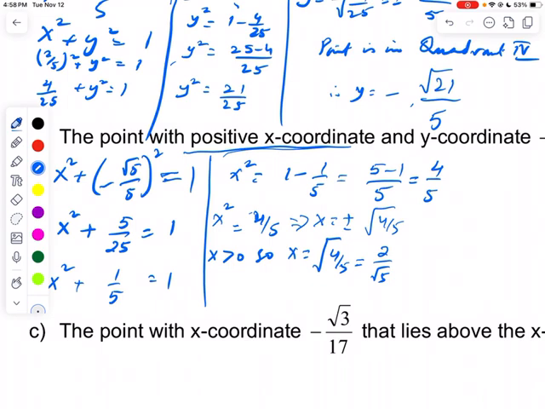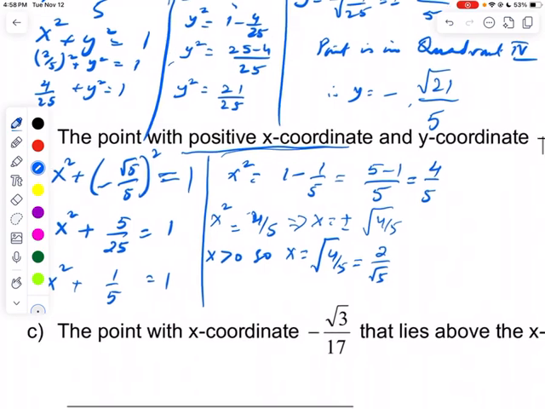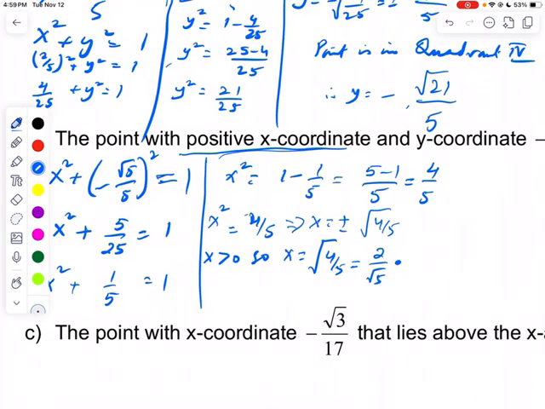We should get rid of the square root in the denominator. And how can we do that? We can do that by something called rationalization. How do we rationalize? Well, when we have numbers this simple, we will multiply by the square root of 5 on top and bottom.